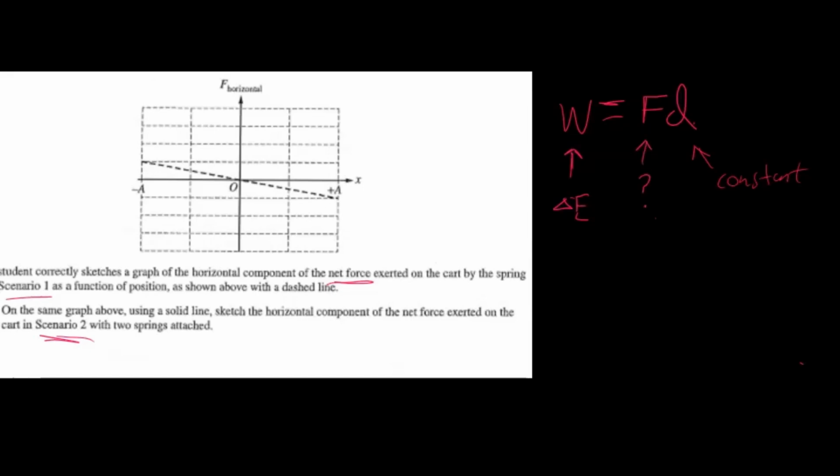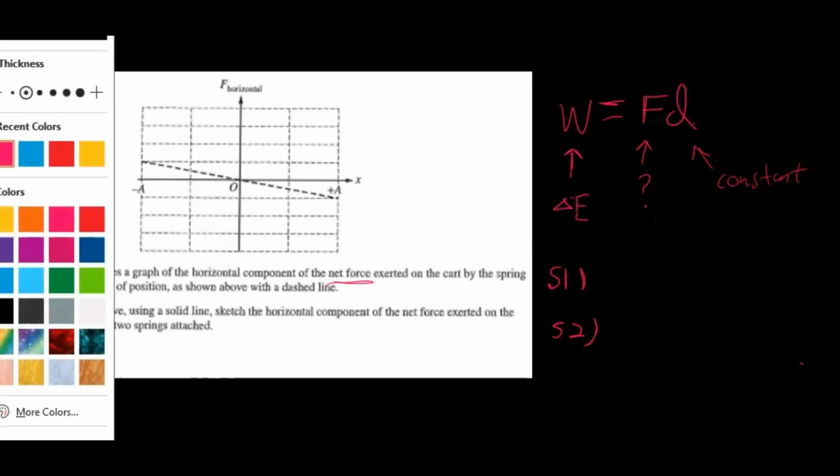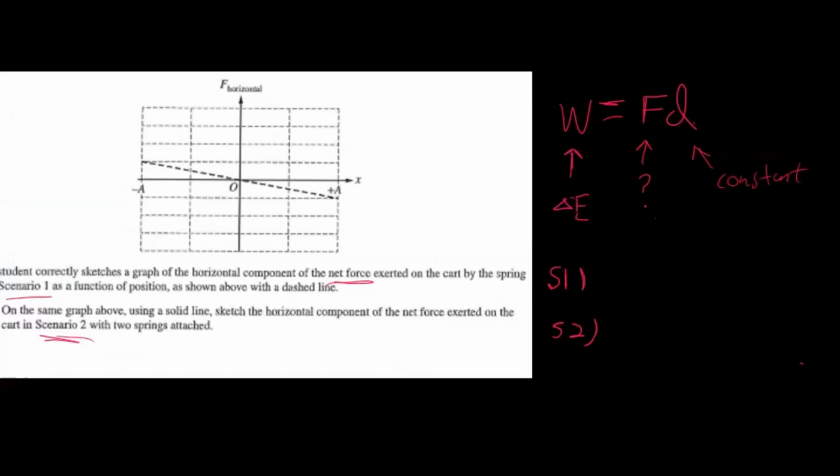And I'll show you a quick example. So let's just use fake numbers. So let's just say scenario 1, right? And scenario 2. So, dang, this is really hard to write right now. OneNote does not want to cooperate.